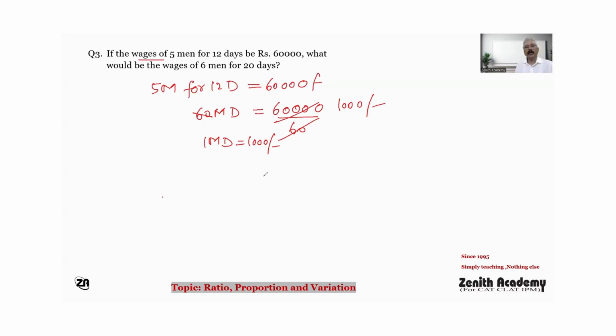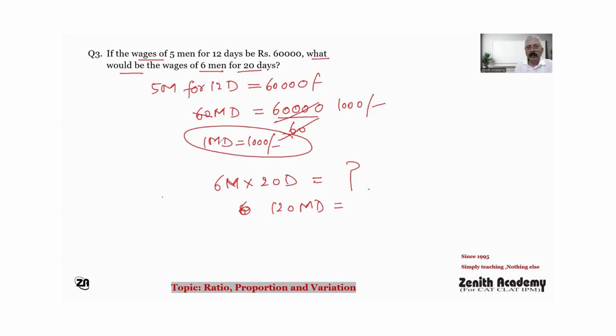And now the question is, what would be the wages of 6 men for 20 days? 6 men for 20 days is required. So, 6 into 20 is 120 men's days. And one man's day is equal to 1,000. So 120 into 1,000 rupees, this is going to be 1,20,000.